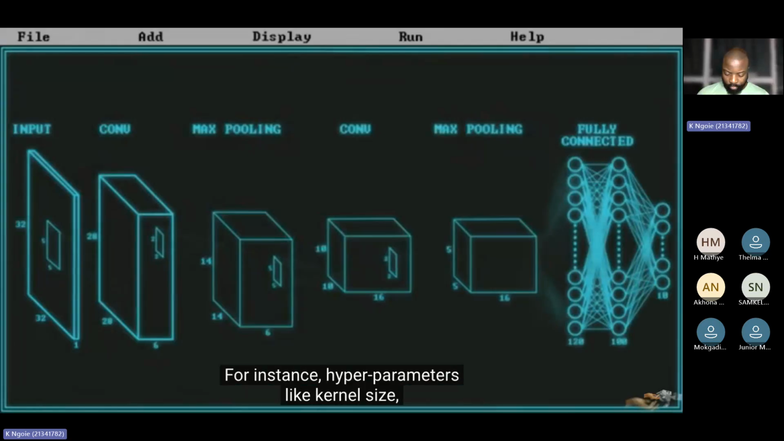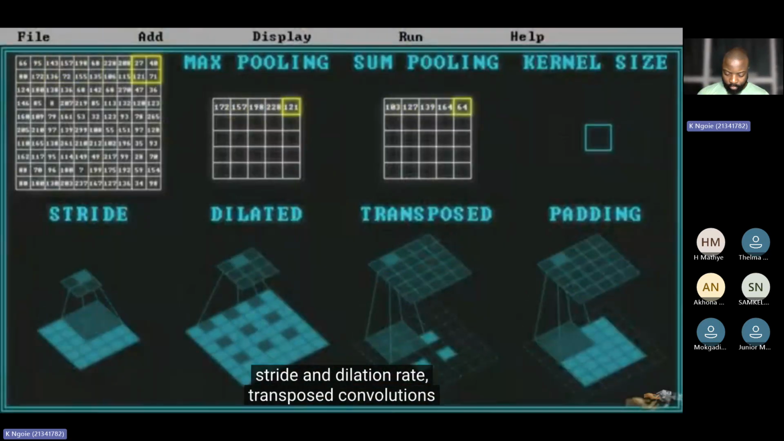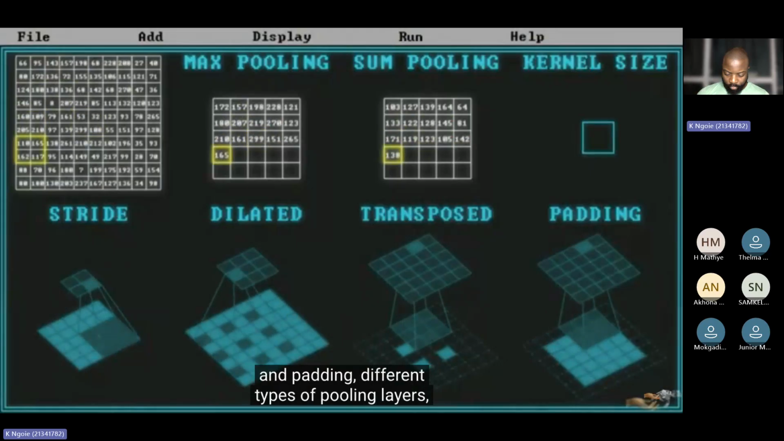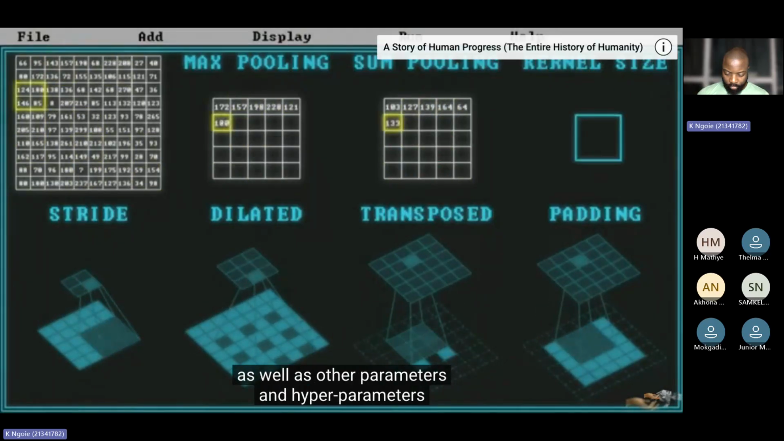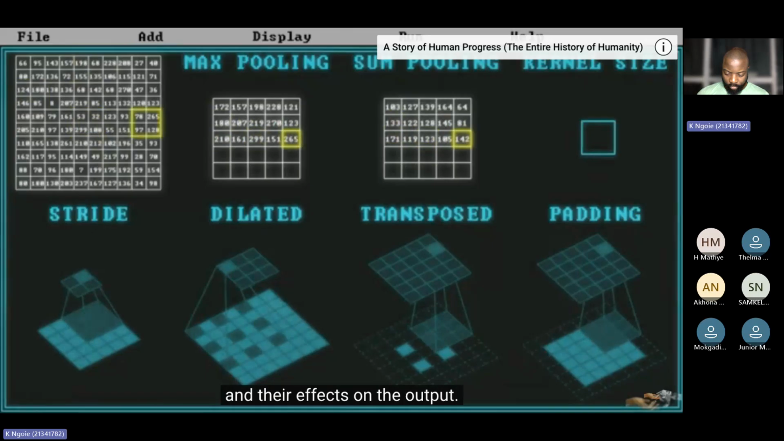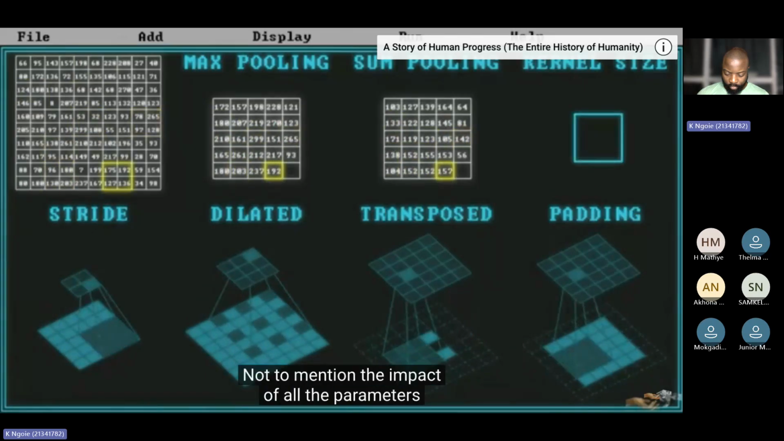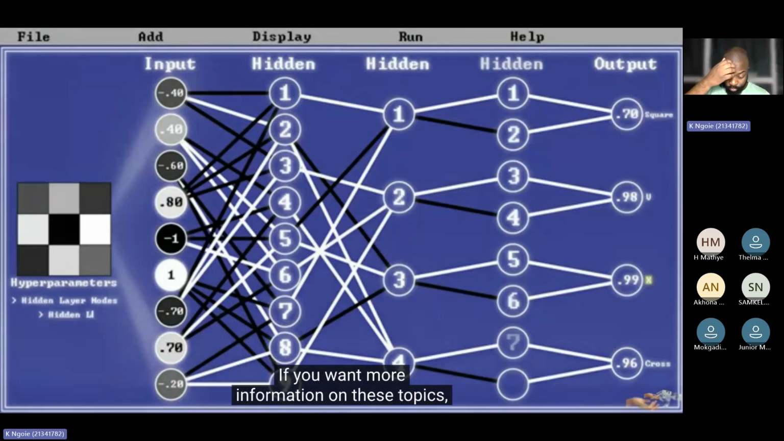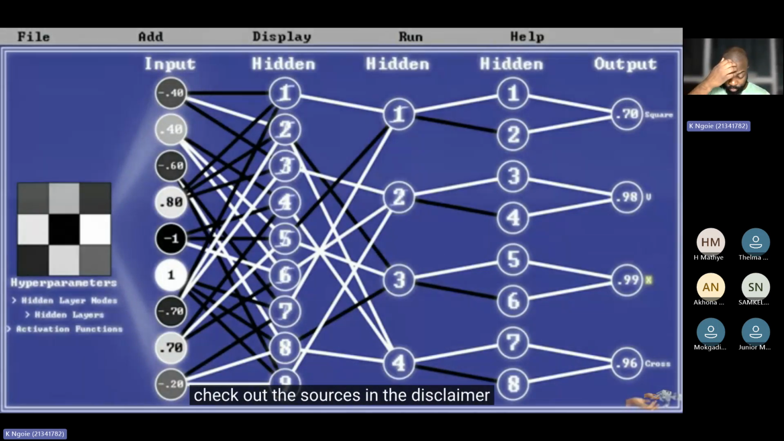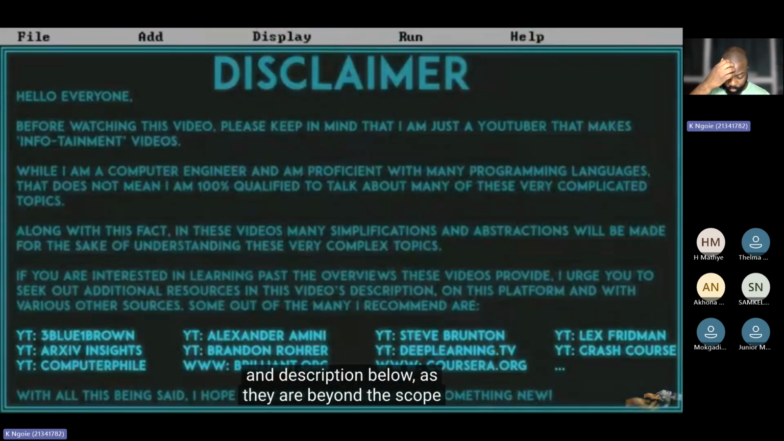For instance, hyperparameters like kernel size, stride and dilation rate, transposed convolutions and padding, different types of pooling layers, as well as other parameters and hyperparameters in our feature extracting layers and their effects on the output. Not to mention the impact of all the parameters in our fully connected layers, which we already mentioned in previous videos. If you want more information on these topics, check out the sources in the disclaimer and description below, as they are beyond the scope of this video.